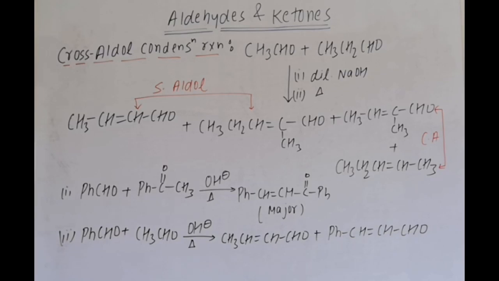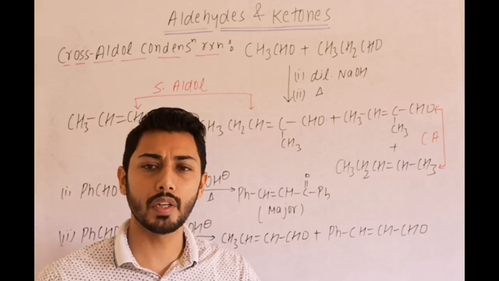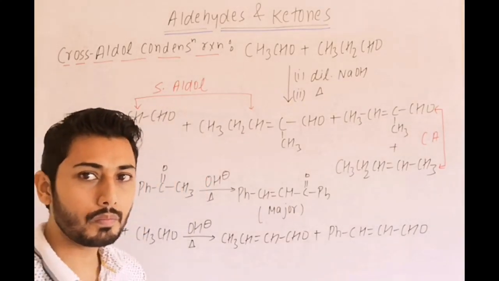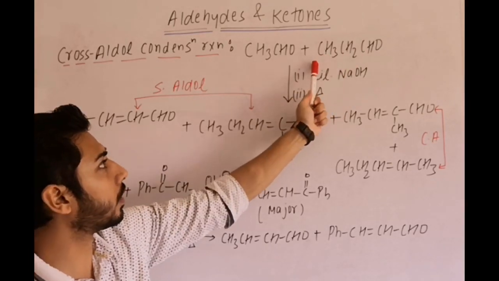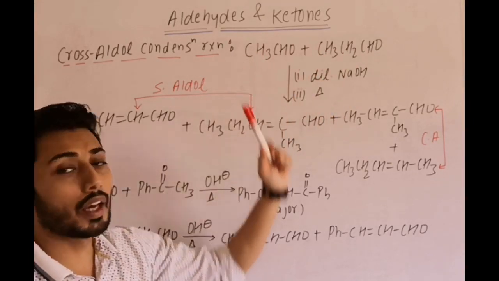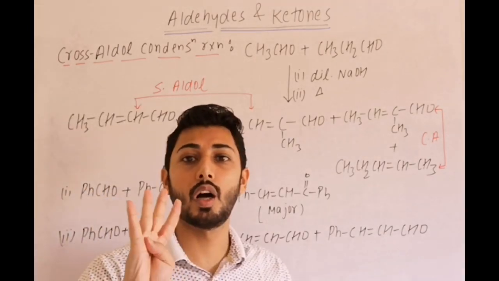Now the next reaction is cross aldol condensation. As the name suggests, cross aldol means we take two different carbonyl compounds, maybe two different aldehydes or two different ketones. Here the example is acetaldehyde and propanal. They both contain alpha hydrogens. That means we will get a mixture of products, and how many? 4.